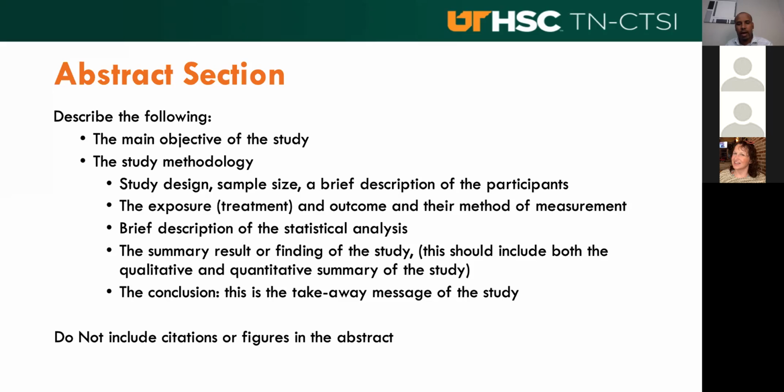And at the end, the abstract includes the conclusion. This is a takeaway message of the study, and it tells how impactful your article is to the field. So make sure you make a conclusion that's based on the findings and is supported with the data that you used for your analysis.